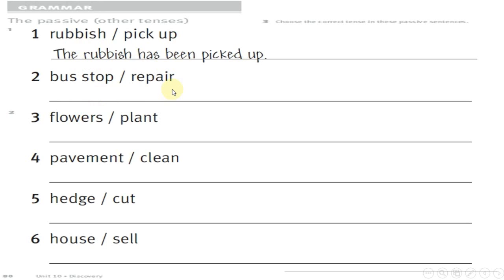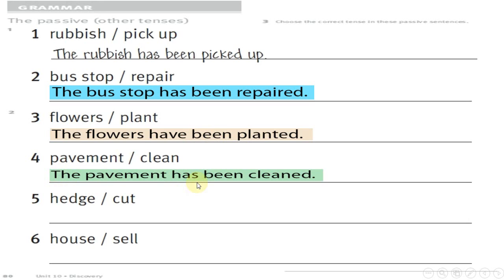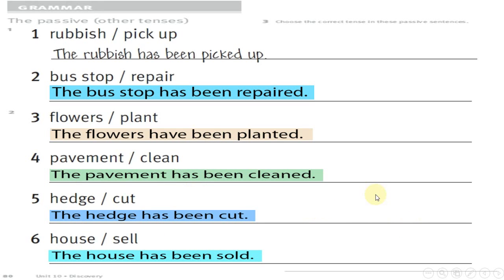Bus stop repair. So you may pause the video at this moment, form your own sentences, and then come back to me to check for the correct answers. Let's do number 2. The bus stop has been repaired. Flowers have been planted. Pavement رصيف has been cleaned. Hedge has been cut. House has been sold.